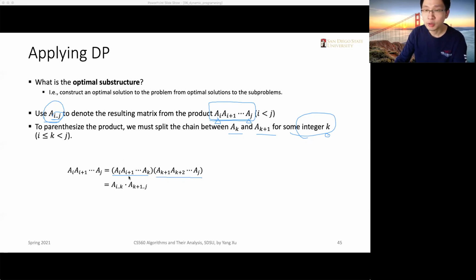And we can now adopt the same notation, use A_{i..k} to indicate the left product. Yes, so it indicates that all the matrices are compatible with each other, right? That is our assumption. If there is one incompatible matrix, then the whole product is not valid. And the right part is from k+1 to j.